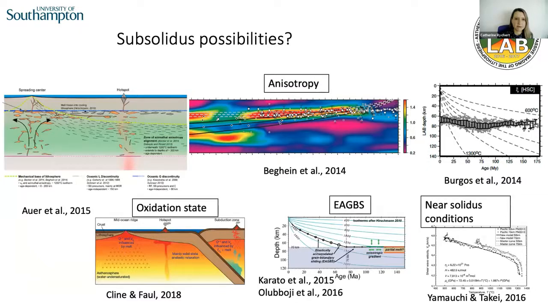Many subsolidus possibilities have been proposed. These include things like changes in anisotropy with depth, elastically accommodated grain boundary sliding, the oxidation state of the mantle, and also near solidus conditions. These are all proposed to explain some of the observations that have been made. However, it's very difficult for any one of these to explain all of the observations from different sensitivities and methodologies.